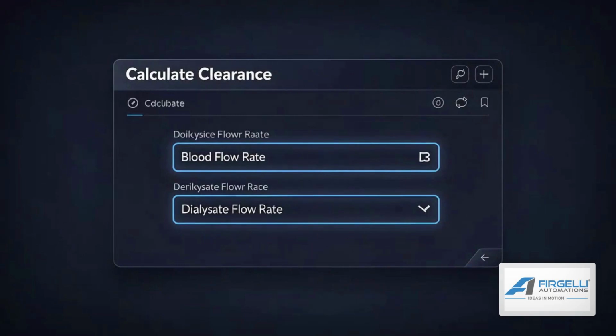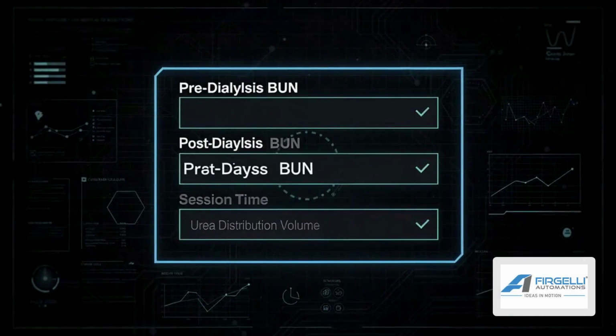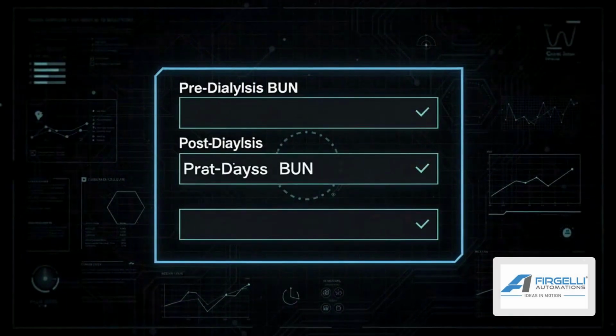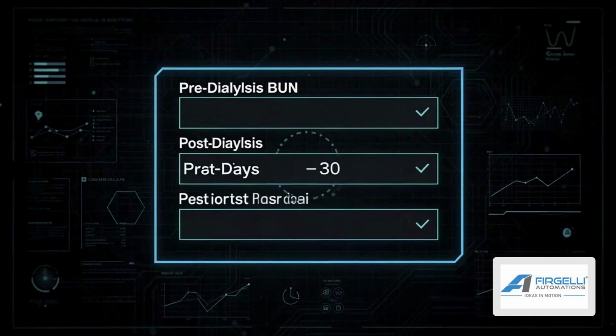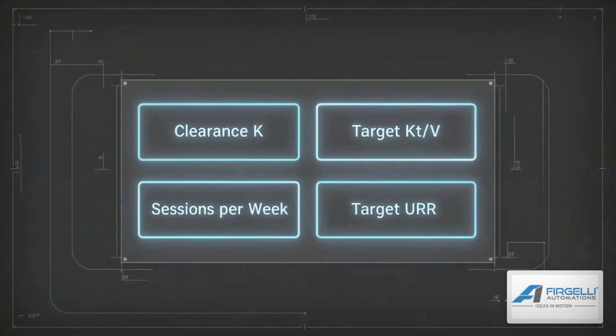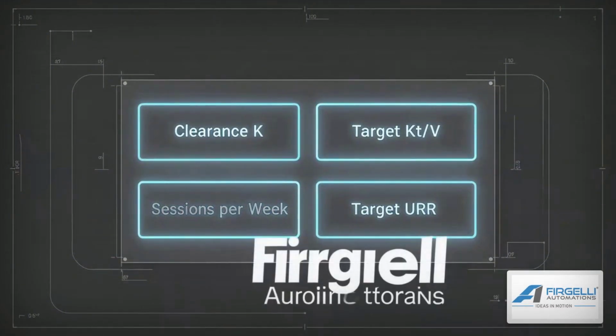Enter your blood flow rate in milliliters per minute, dialysate flow rate in milliliters per minute, pre-dialysis BUN in milligrams per deciliter, post-dialysis BUN in milligrams per deciliter, session time in hours, urea distribution volume in liters, clearance K in milliliters per minute, target KTV sessions per week, and target URR as a percentage.